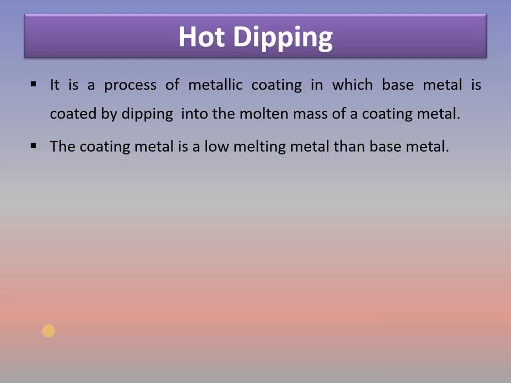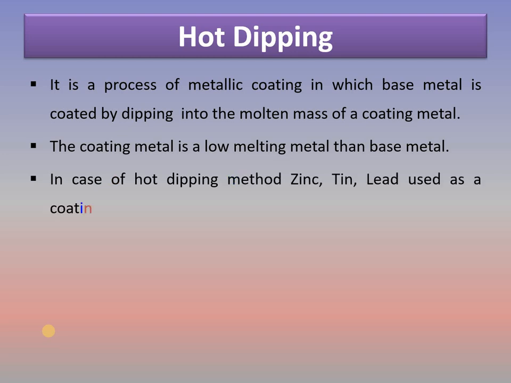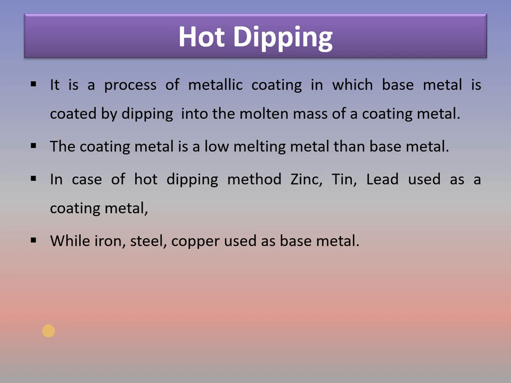The coating metal is a lower melting metal than the base metal. So, in order to have a hot dipping process, the coating metal should have a lower melting point than the base metal, and there should be a sufficient melting point difference between the coating metal and base metal so as to have a good coating on the base metal by the process of hot dipping. In case of hot dipping, zinc, tin, and lead are used as coating metals while iron, steel, and copper are used as base metals.